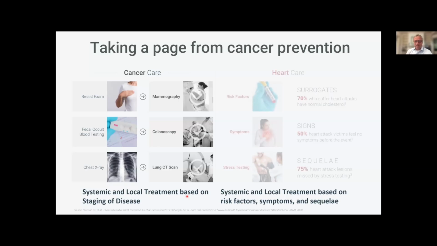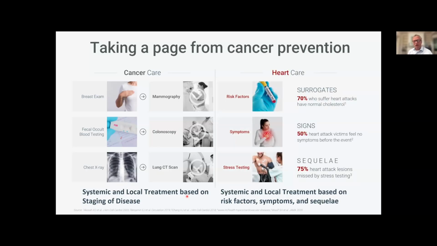Whereas today's heart care is still limping behind maybe 40 years. We are still relying on risk factors. We still wait until symptoms occur. And even then, we most often perform stress testing, which again does not image the disease, but rather sequelae of the disease. So in heart care, systemic and local treatment is based on risk factors, symptoms, and sequelae.